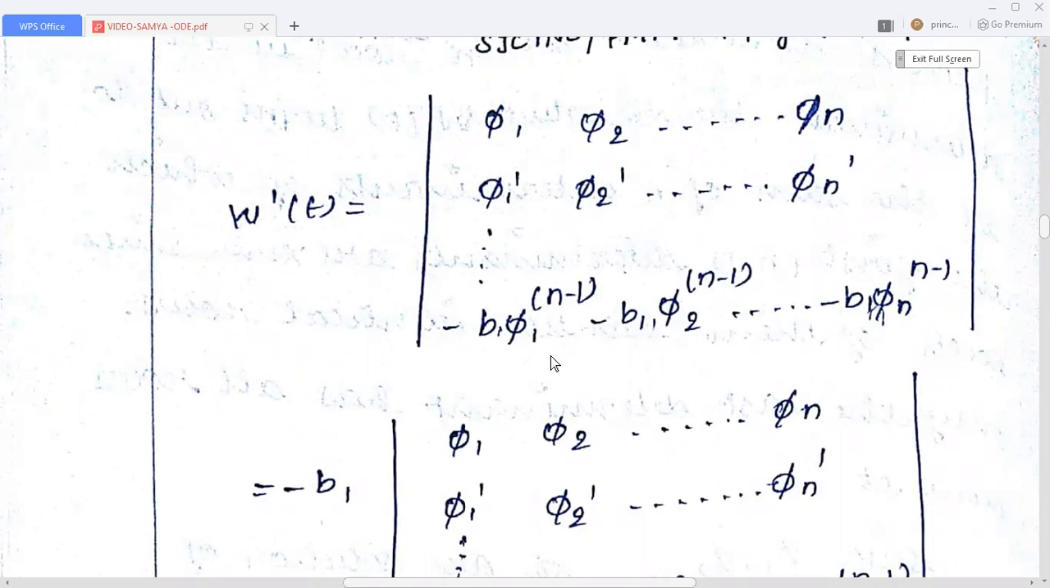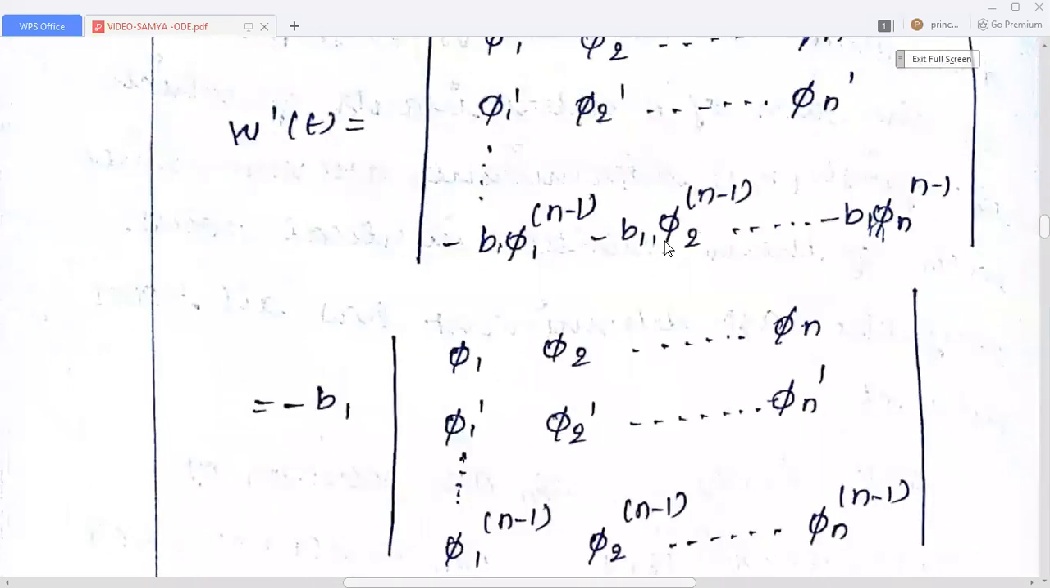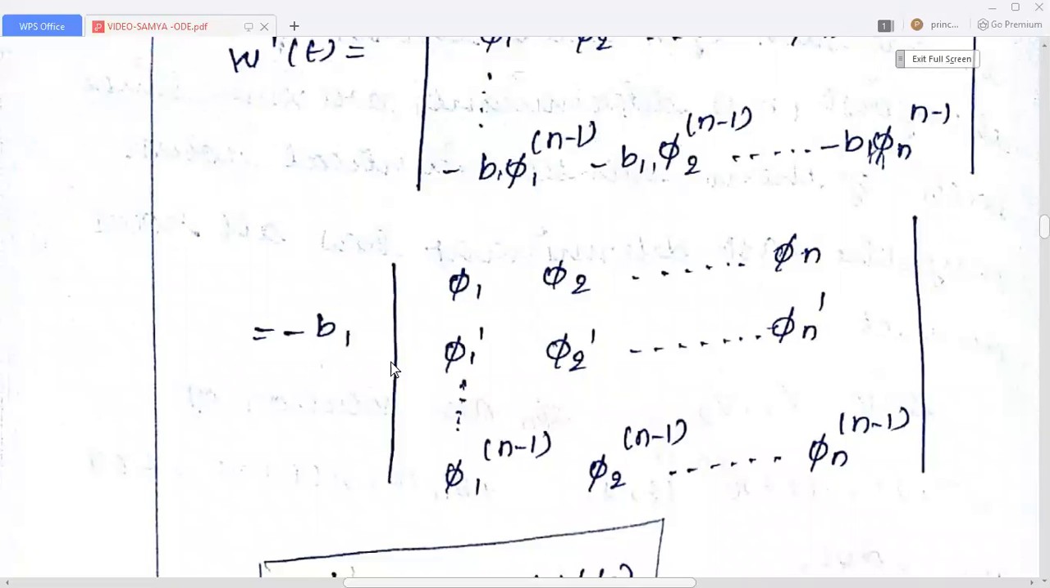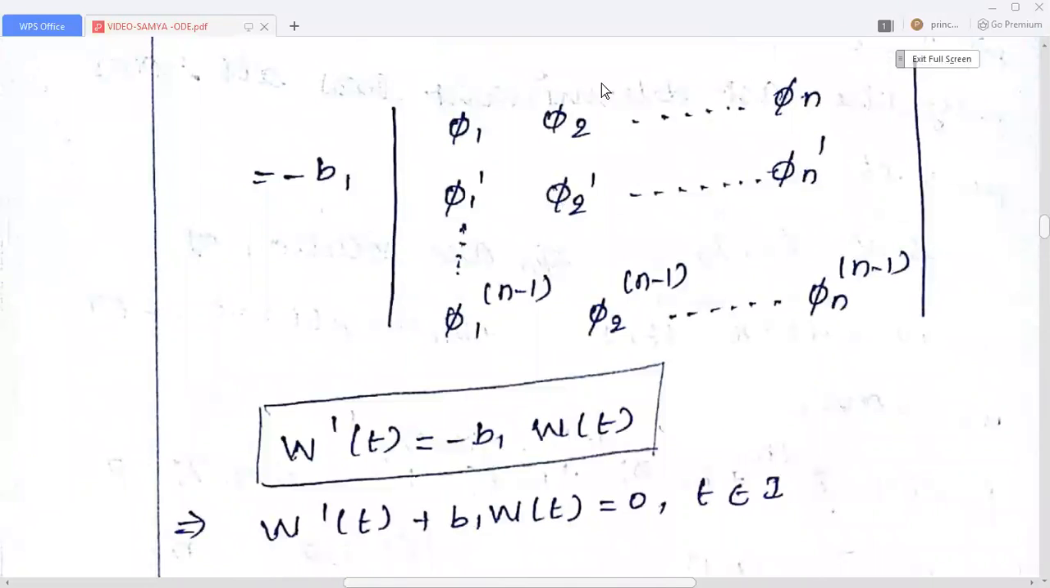you see the last row. In the last row, in every function, the first value will be minus b1, minus b1, minus b1. So minus b1 will be the common element, and now we can take it out. So minus b1 into the remaining expressions. This will be nothing but the definition of the Wronskian. Therefore, w dash of t equal to minus b1 into w of t.